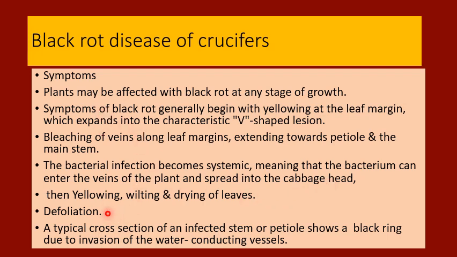Then thereafter we can see the yellowing, wilting and drying of the leaves, and ultimately the defoliation. Then if we get the typical cross-section of an infected stem or petiole, it will show the black ring due to invasion of water conducting vessels. If we cut the head also, we can see in the cross-section of the infected stem the black ring due to invasion of the water conducting vessels.